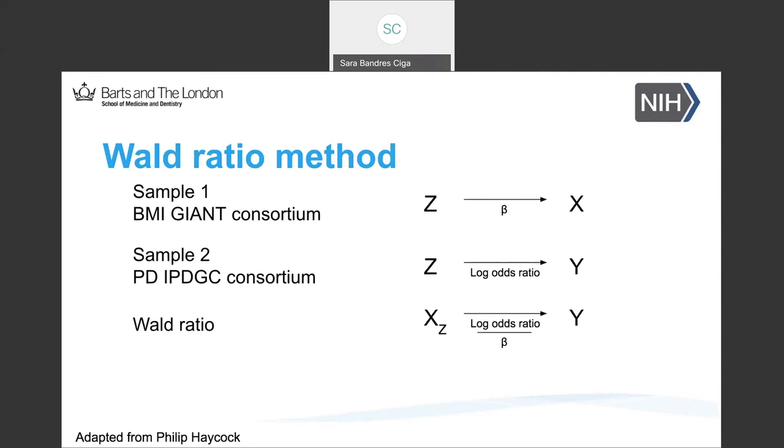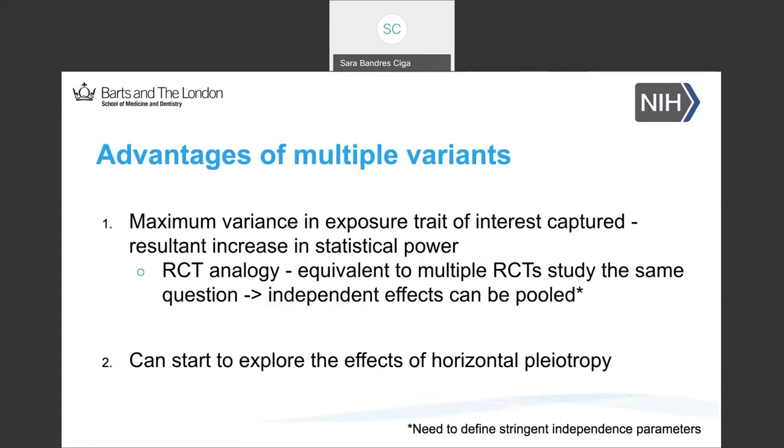And that gives you a ratio measure for how much your outcome changes for a unit change in your exposure. And then you do that for every one of those BMI SNPs. Now, the advantage is not only does it capture maximum variance in your trait, but it also gives you the ability to start to explore the effects of horizontal pleiotropy.